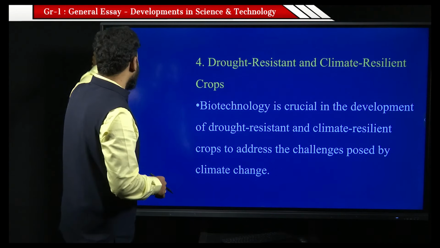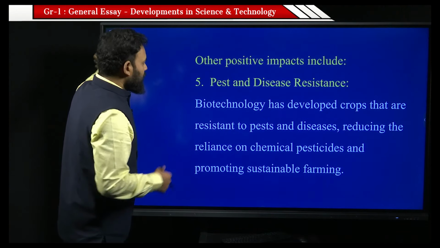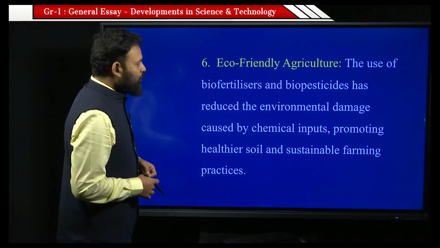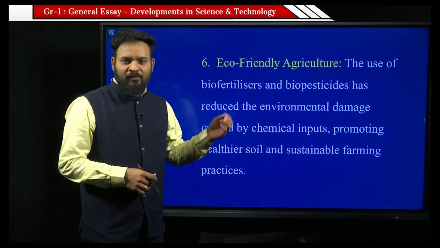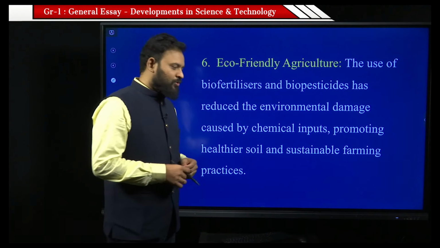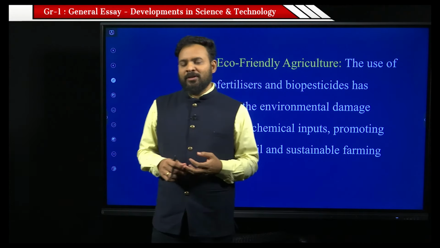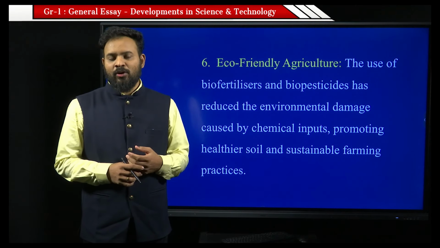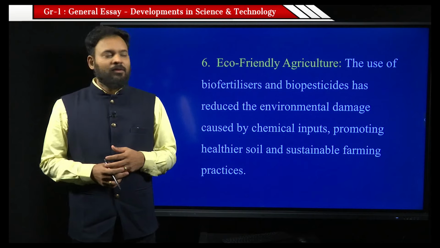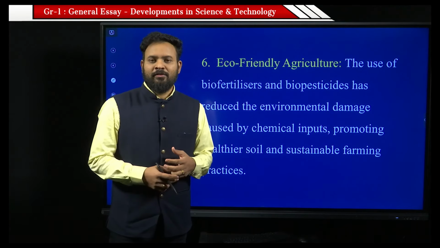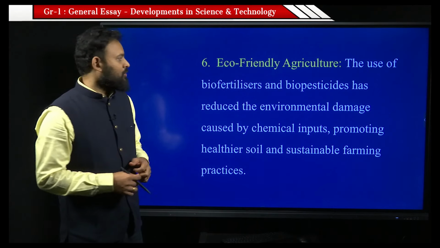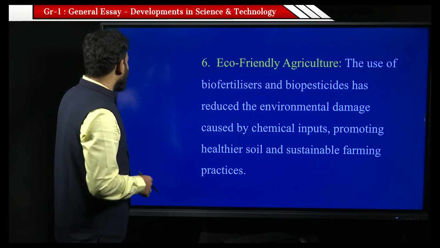Already we have discussed drought resistant, climate resilient crops, then pest and disease resistant crops, and then eco-friendly agriculture. By use of biofertilizers and biopesticides, you can promote eco-friendly agriculture. Till now, in agriculture, if you take Punjab, etc., because of use of excessive pesticides and fertilizers, soil has become acidic. There are increased salts in the soils, which is affecting the agriculture, affecting the soil health. It is against the nature. So you can prevent all that by bringing the biotechnology into the field. Eco-friendly agriculture.